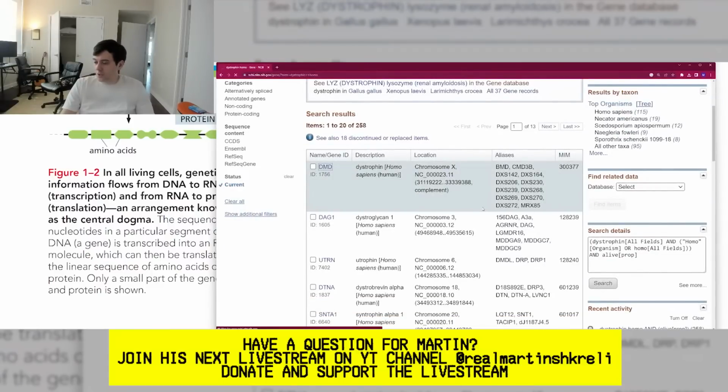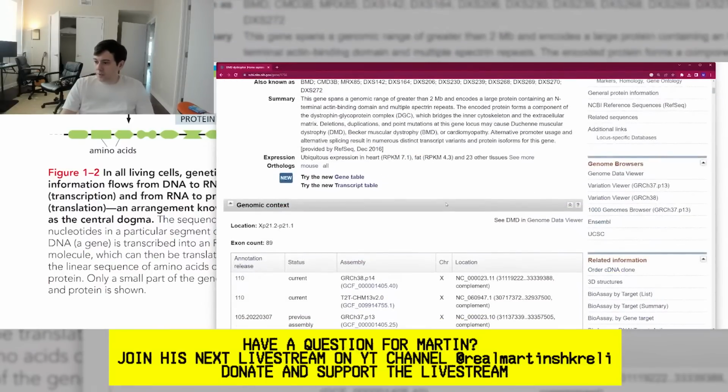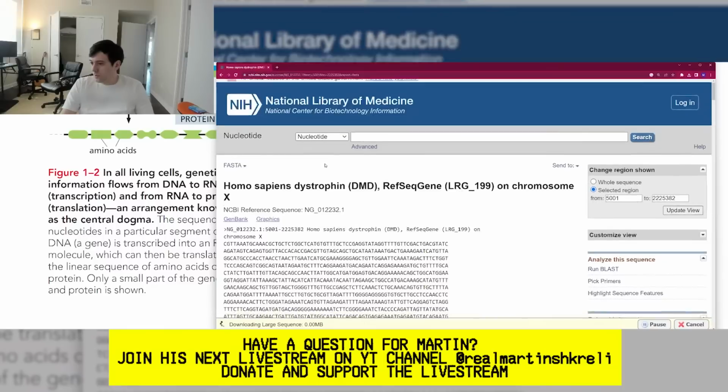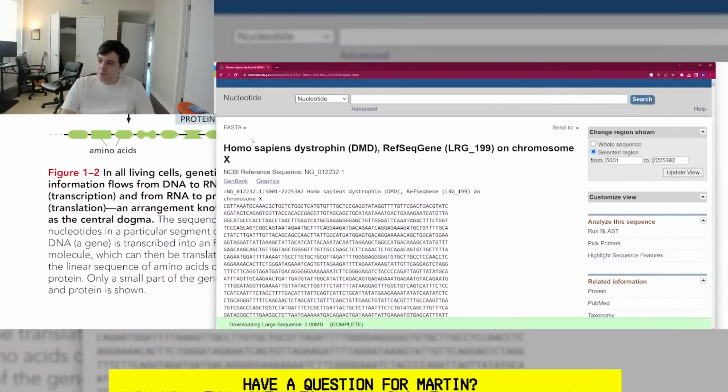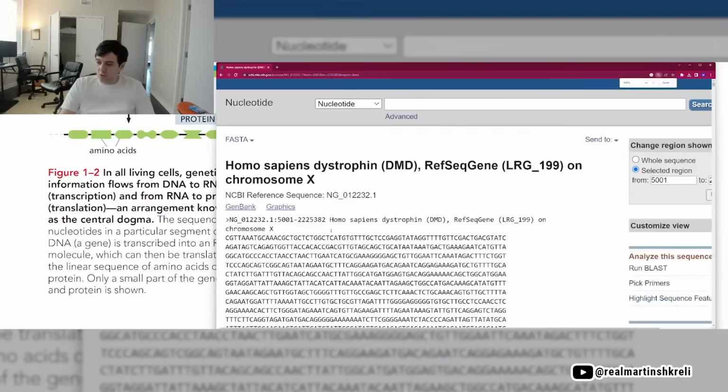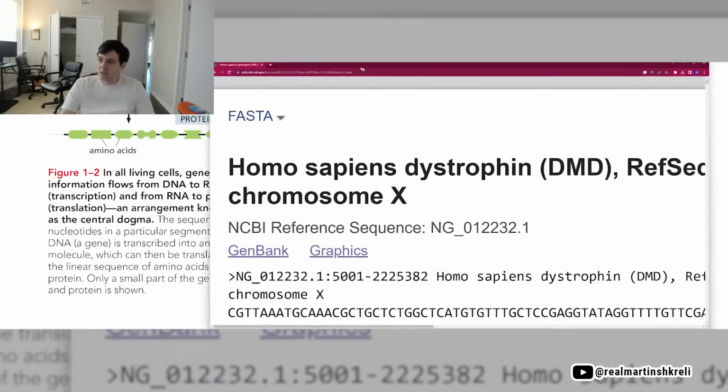If I look at this gene and I want to know the sequence, I can click to get the sequence. I haven't used this website in years. Here it is. So this is the DMD. This is a gene that's on the X chromosome. That's why it's an X-linked disorder.